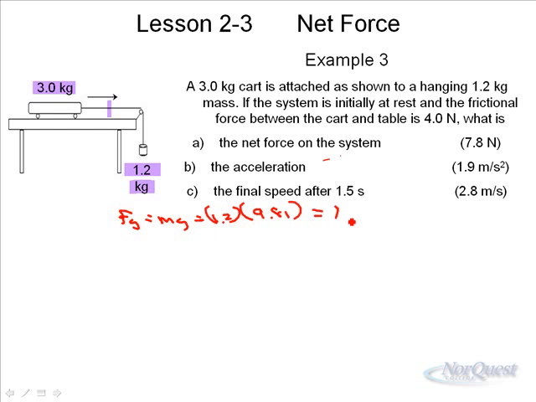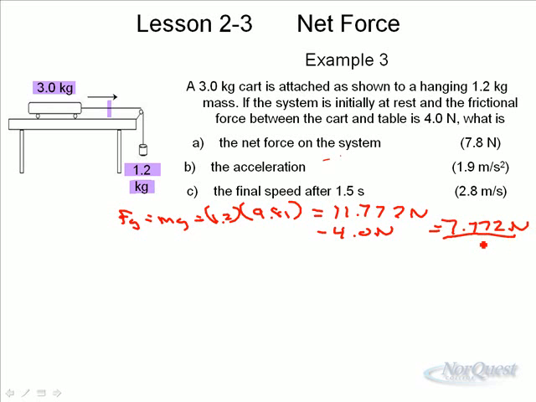And that gives you 11.772 newtons. Now, they also tell us that there's a force of friction of 4 newtons. And that means that the net force is going to be 7.772 newtons, or as we mentioned above, 7.8 newtons. And now that we have the net force acting on the system, we can calculate the acceleration of the system.